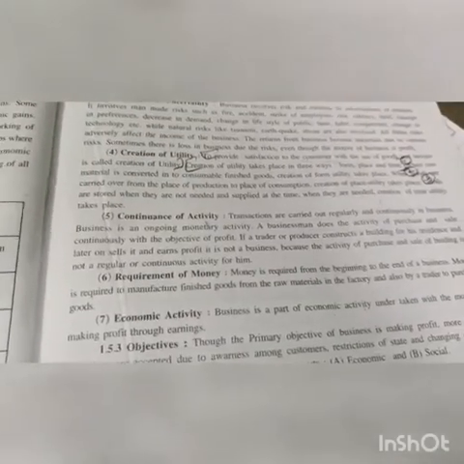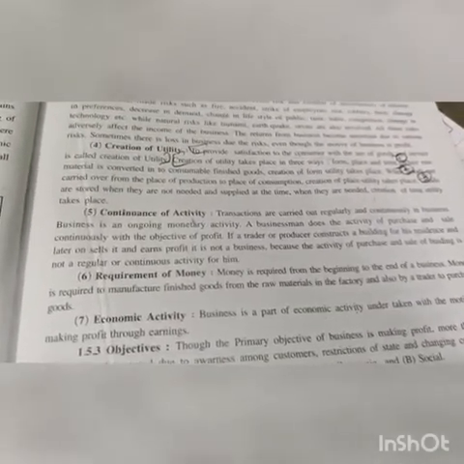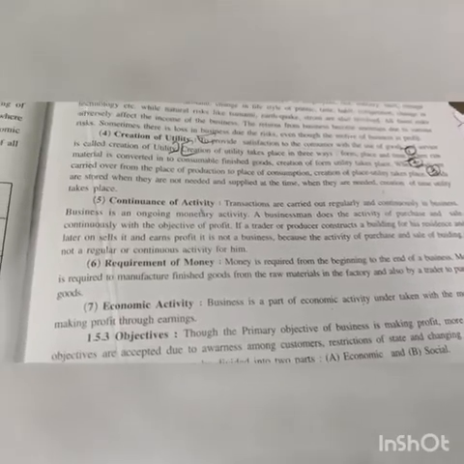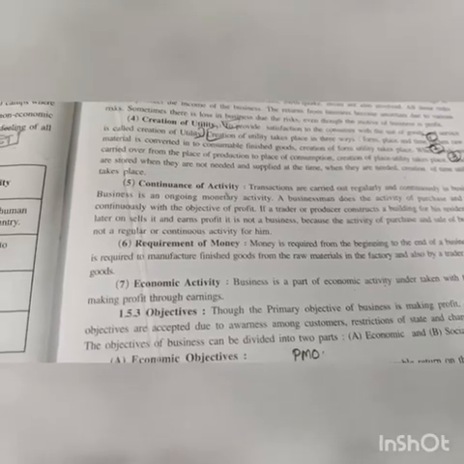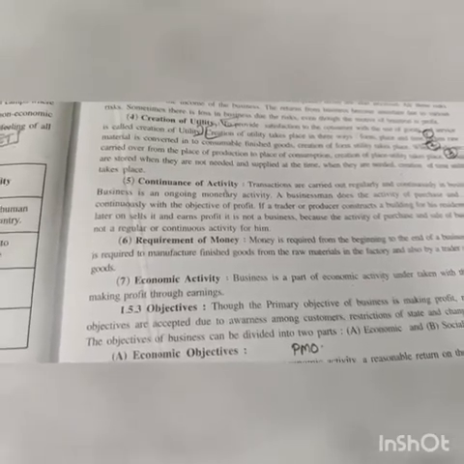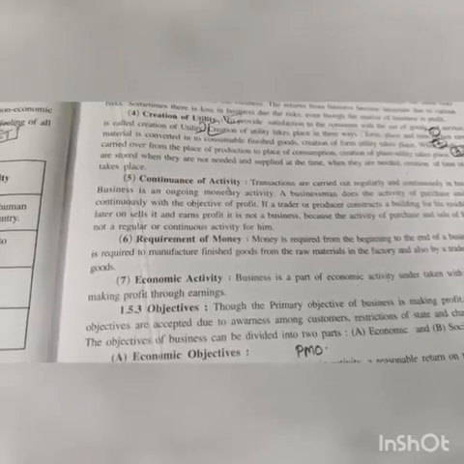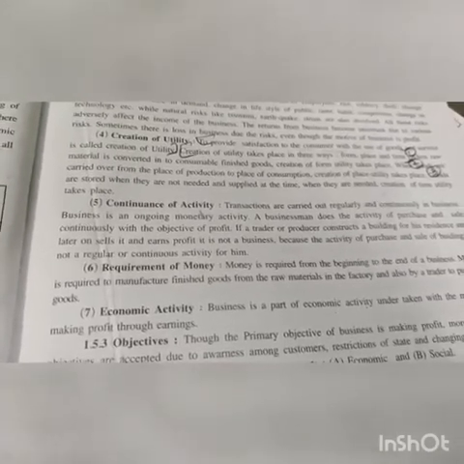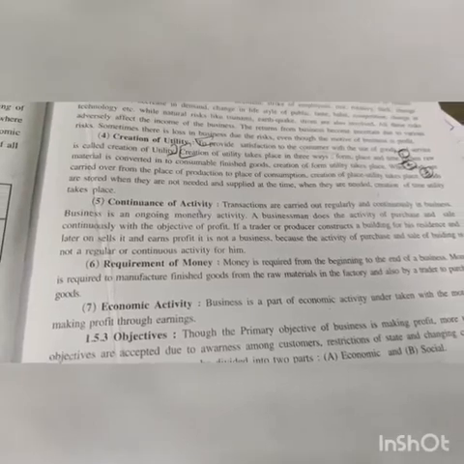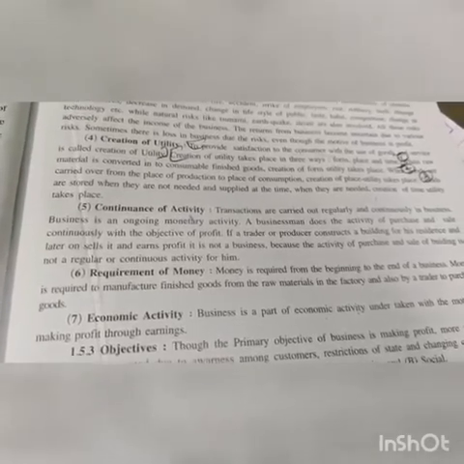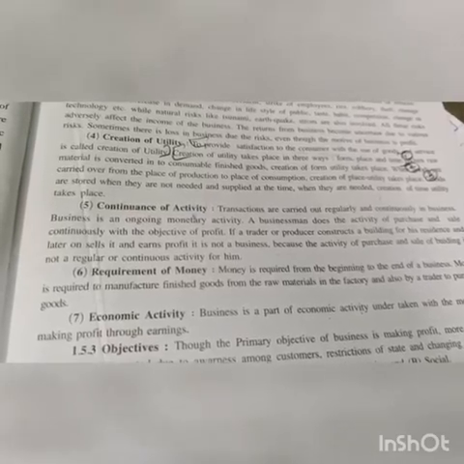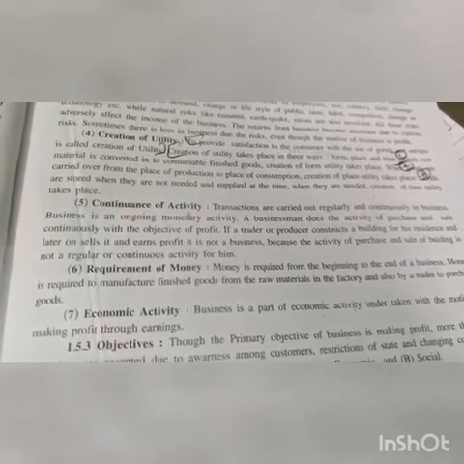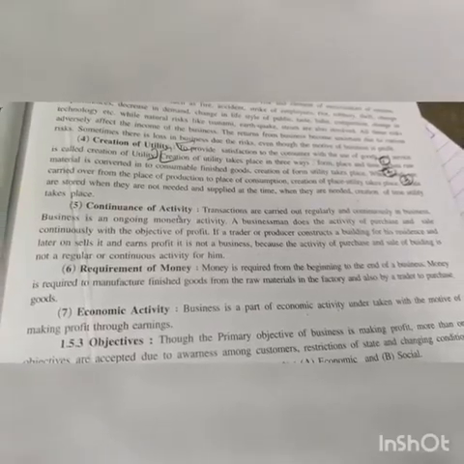Let us see now the fifth point, that is continuance of activity. Continuance of activity means when you are starting a business, you never think that your business will come to an end. You will always think that your business will be carried on for a long period of time, and whatever activities you are doing in business, you have to do continuously. Transactions are carried out regularly and continuously in business. Business is an ongoing monetary activity. A businessman does the activity of purchase and sale continuously with the objective of profit.